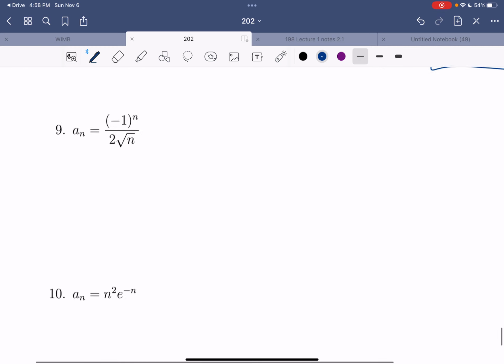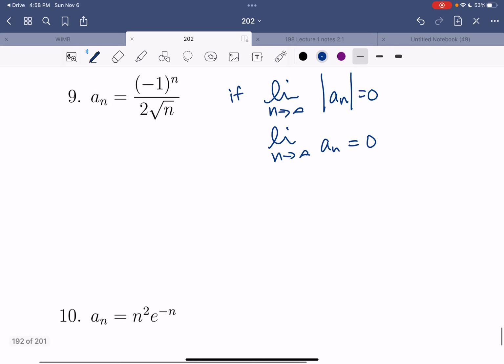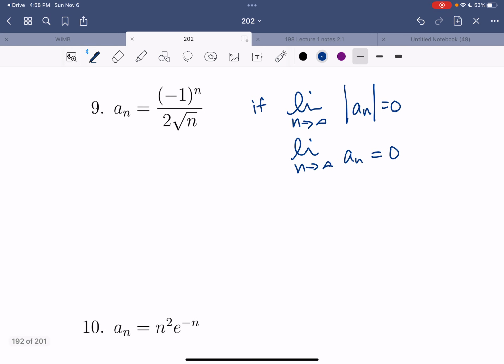Okay. Now for number 9, we have a theorem that says that if the limit as n goes to infinity of the absolute value of a_n is 0, then the limit as n goes to infinity of a_n is also 0, right? And it converges. Or we know that if the absolute value converges, then the sequence converges. So that means that I can eliminate the -1 to the n up top, and I can just look at this a_n as if the absolute value, meaning that we take away the negatives.